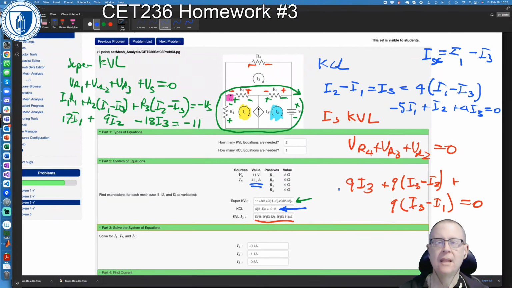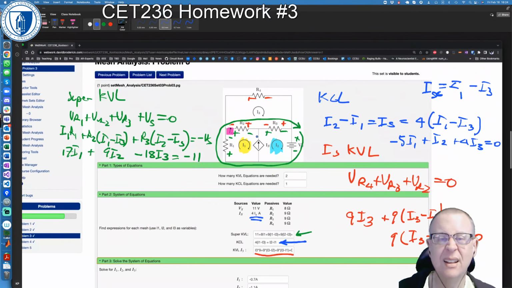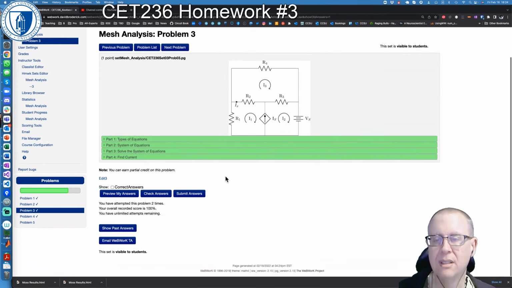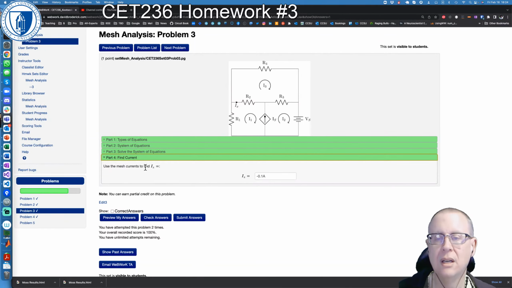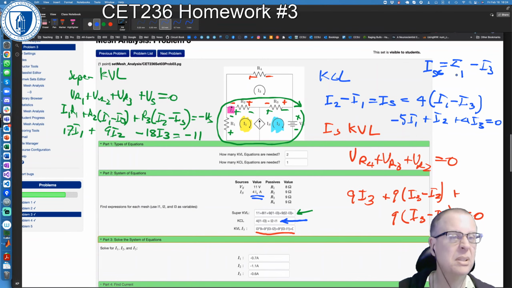And then the tricky part is, what's it asking for? It's asking, I believe, let's just go back to the question, because I didn't, it's asking for what IX is, right? And that should just be, well, we wrote it up here, IX is I1 minus I3. So I1 minus I3, so it's minus 0.1 amps.